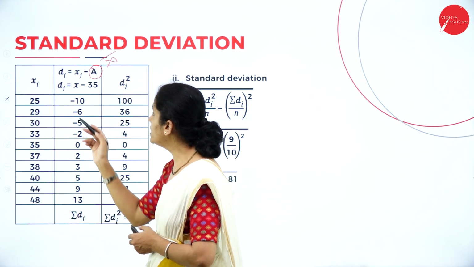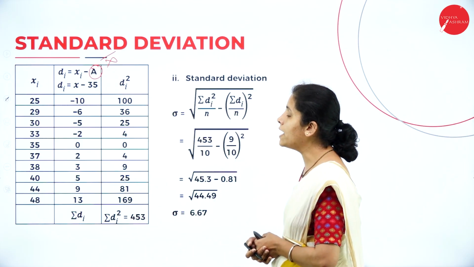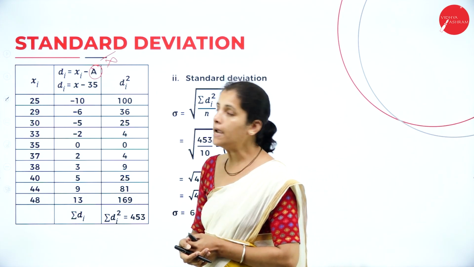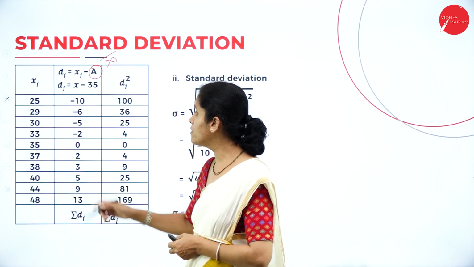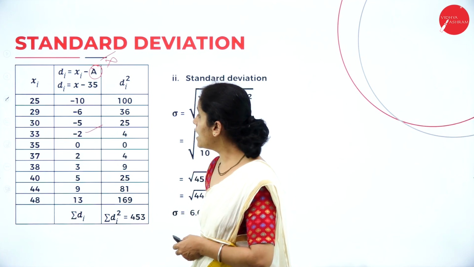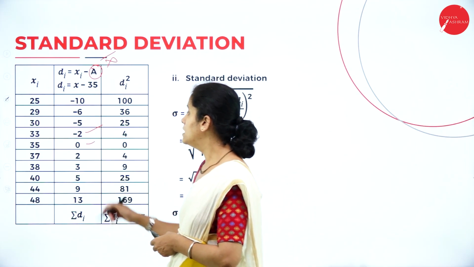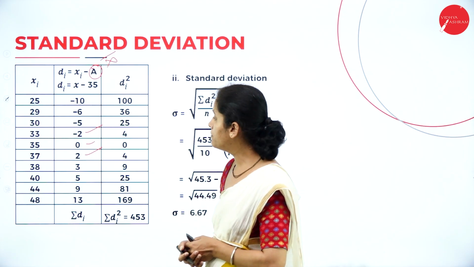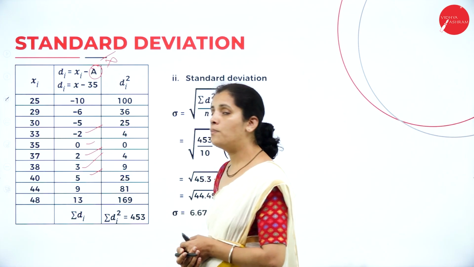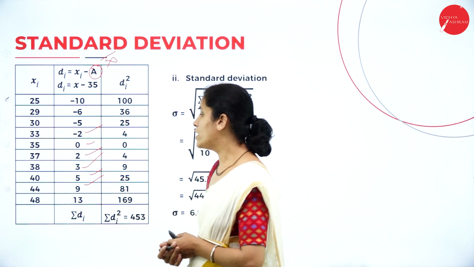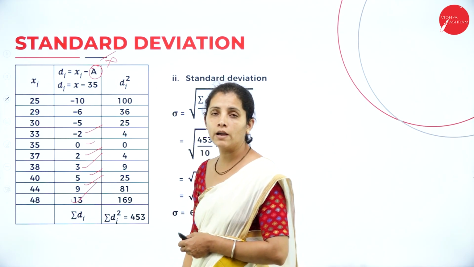Here, 25 minus 35, it is minus 10, 29 minus 35, minus 6, 30 minus 35, minus 5, 33 minus 35, minus 2, 35 minus 35, it is 0, 37 minus 35, it is 2, 38 minus 35, it is 3, 40 minus 35, it is 5, 44 minus 35, it is 9, 48 minus 35, it is 13.